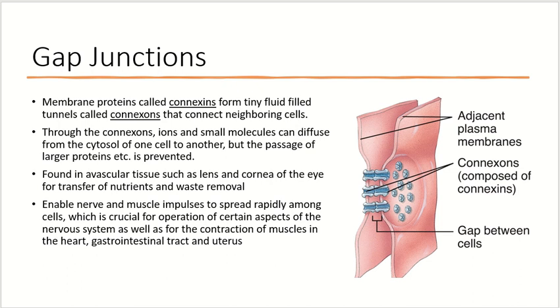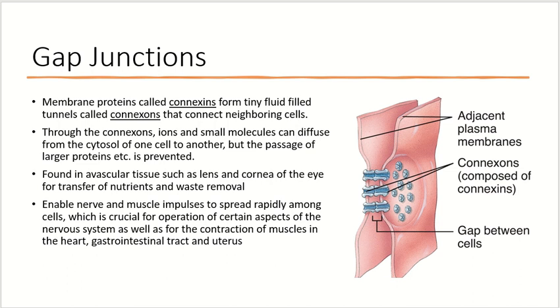These connexons essentially form a tunnel that connects neighboring cells. Through these connexons, things like little ions and small molecules are able to diffuse through the cytosol from one cell to another. This is really handy because it allows for the movement of some nutrients and oxygen, and removal of waste, in avascular areas. However, these connexons are small, so they prevent the passage of large, chunky proteins and big molecules like that.